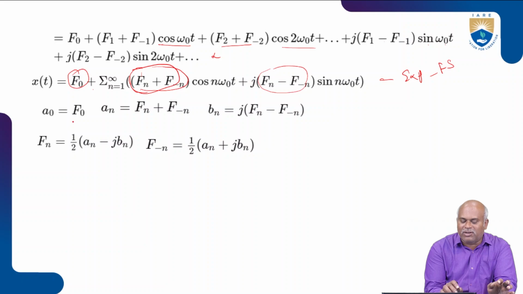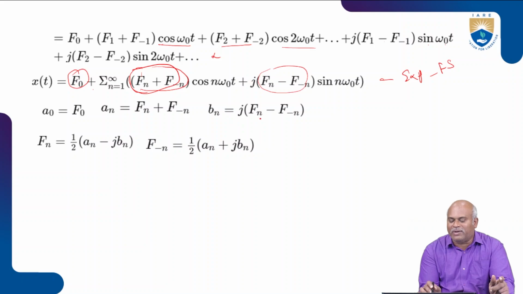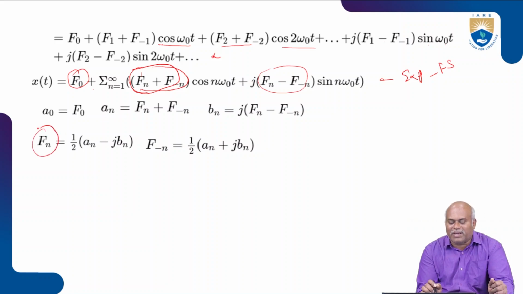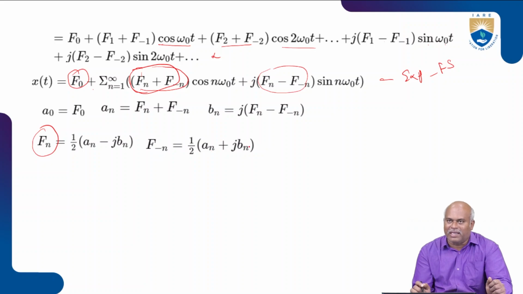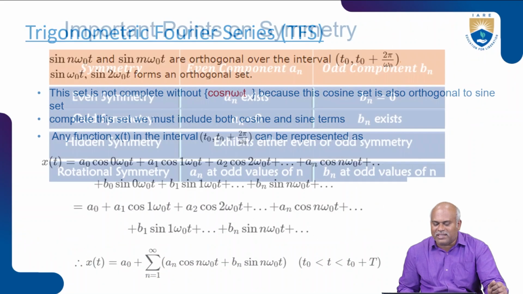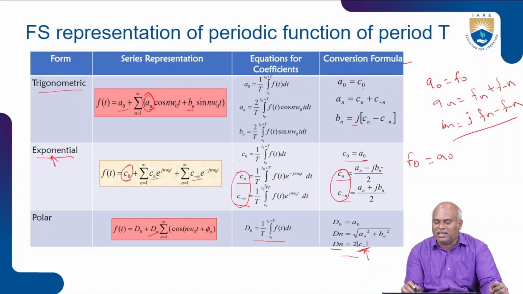See, so a0 equal to f of 0, an equal to f of n plus f of minus n, bn equal to j (f of n minus f of minus n), and finally I need f of n. So what do we represent? F of n equal to 1 by 2 (an minus j bn). F of minus n equal to 1 by 2 (an plus j bn). This one also we studied in the table for the relation between the three different Fourier series. See here, C0 equal to f of 0 is equal to a of 0. I write. Then C of n equal to (an minus j bn) divided by 2.